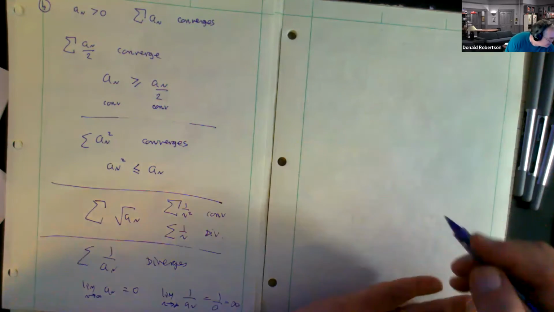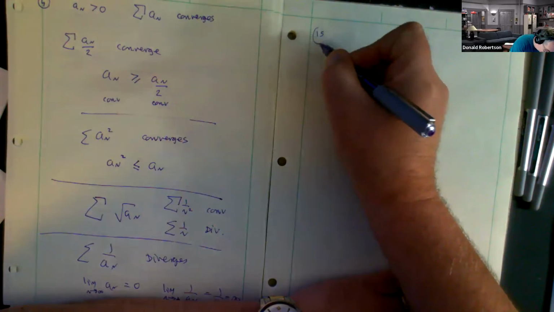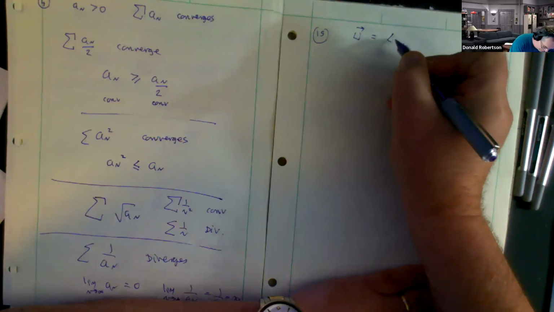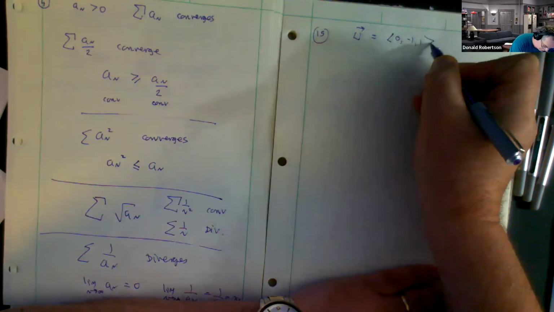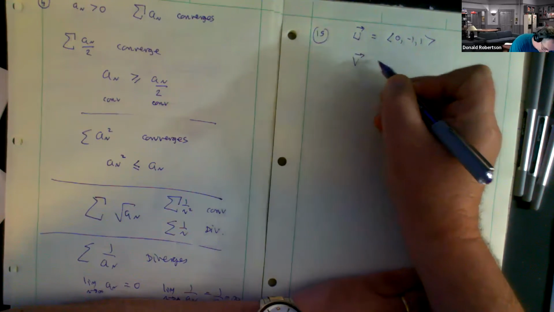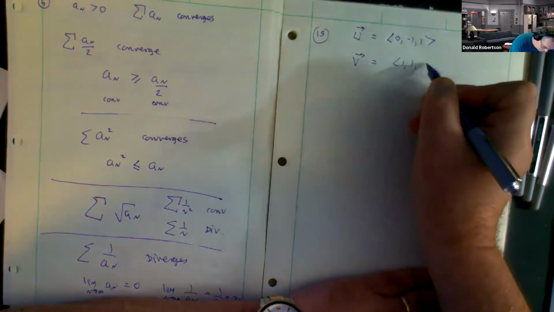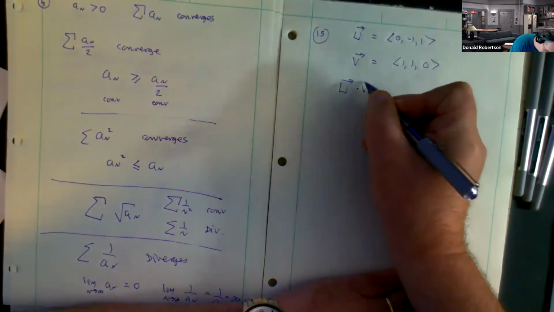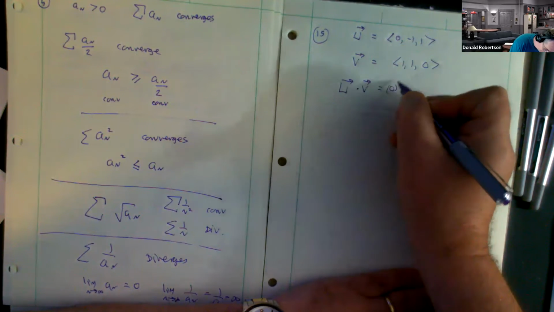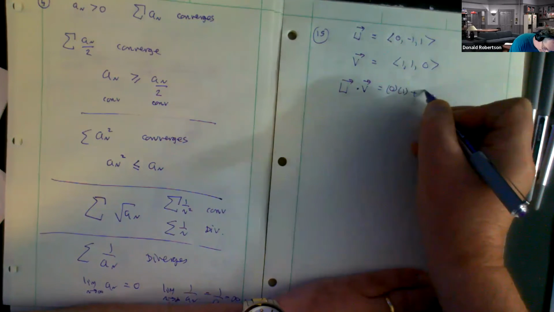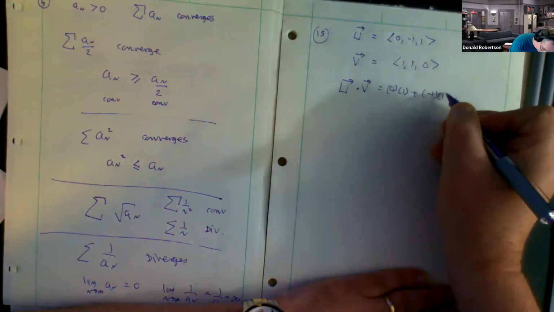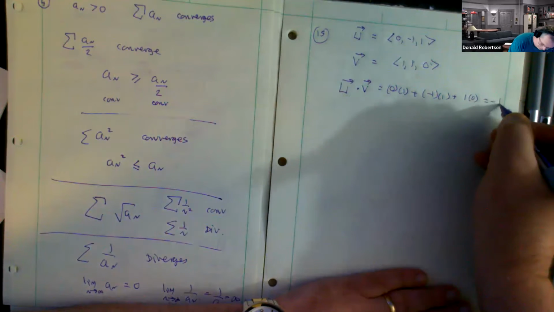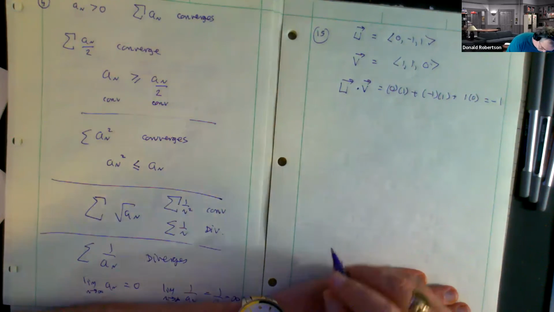This is finding the angle between 2 vectors. We're going to use the dot product for that. The first vector is u: 0, -1, 1. The second vector is v: 1, 1, 0. And I'm going to use the dot product, which in this case is 0 times 1 plus -1 times 1 plus 1 times 0, which comes out nice and conveniently to be -1.